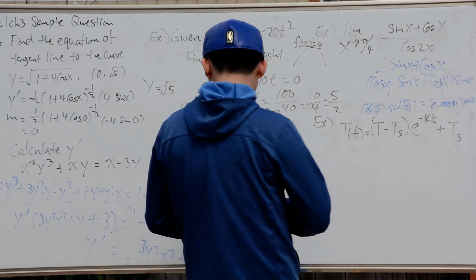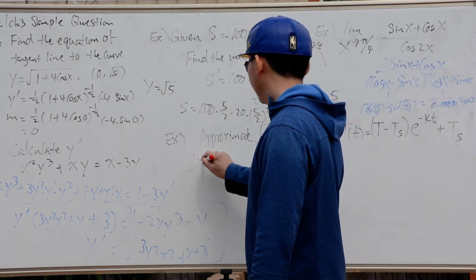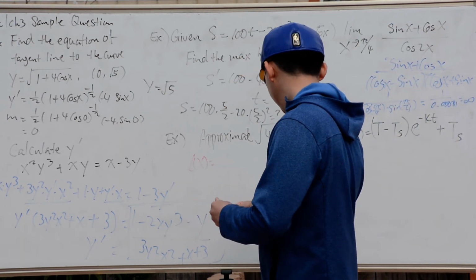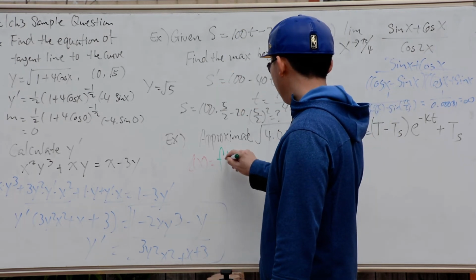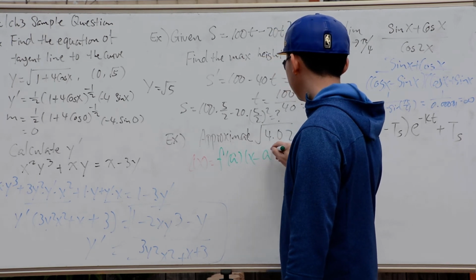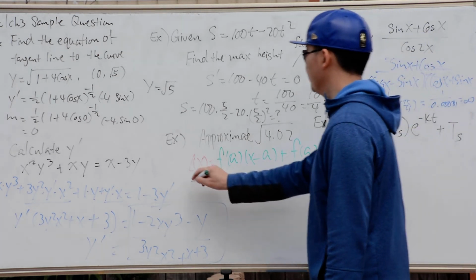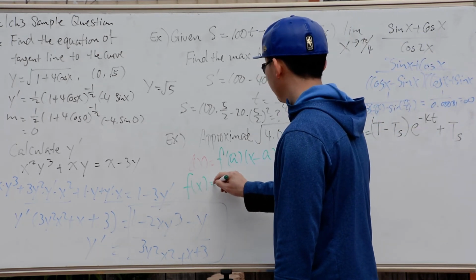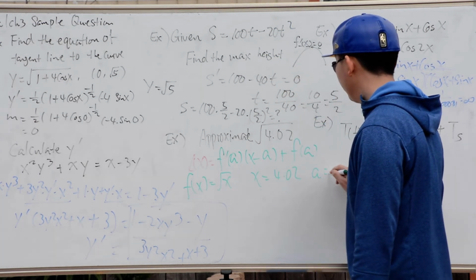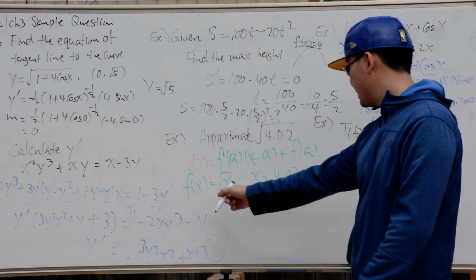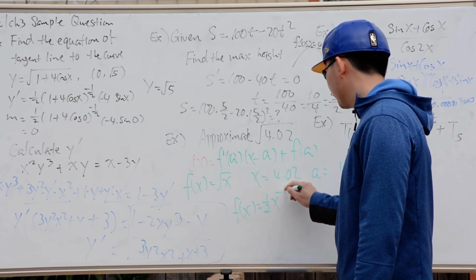Linear approximation. For the linear approximation, we have L of x equals f prime of a times x minus a, plus f of a. The first thing you want to do is set up the function for this. Let f of x equal square root of x. That means x is 4.02, and a, obviously you want to use 4. So find the derivative, f prime of x: 1/2 x to the power of negative 1/2.